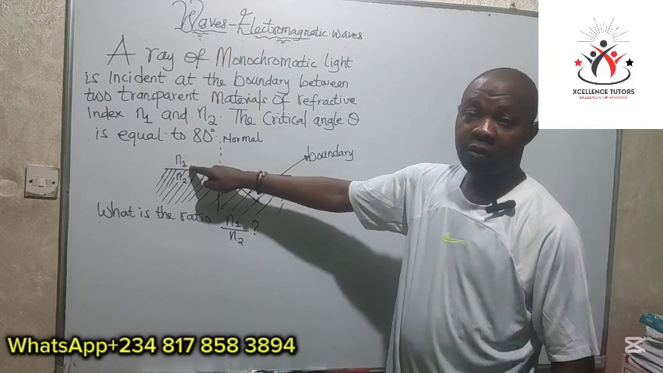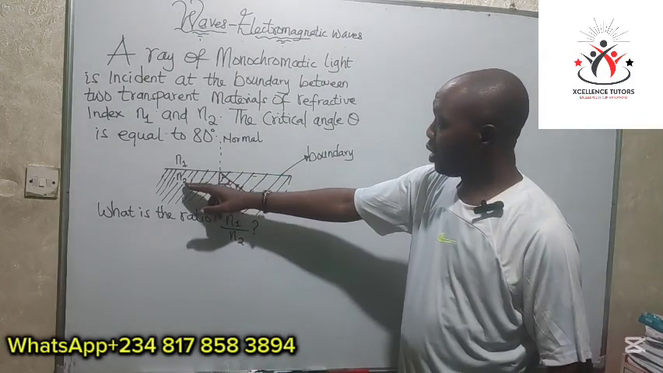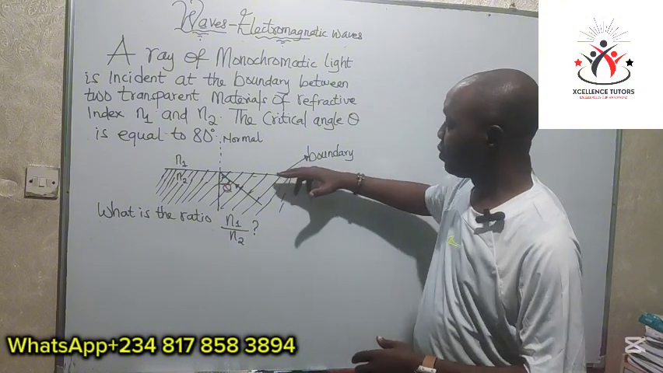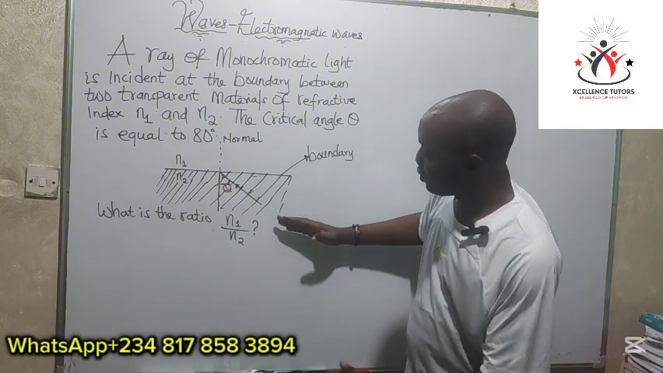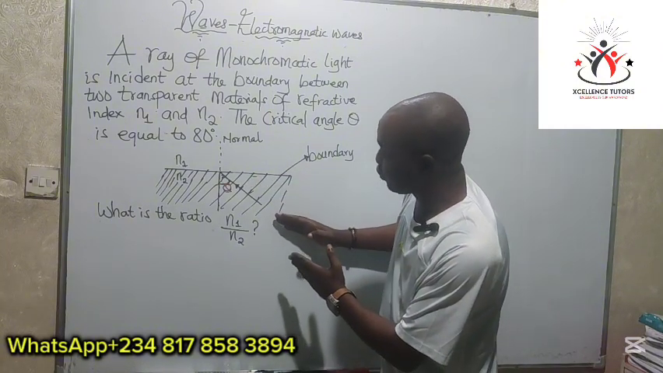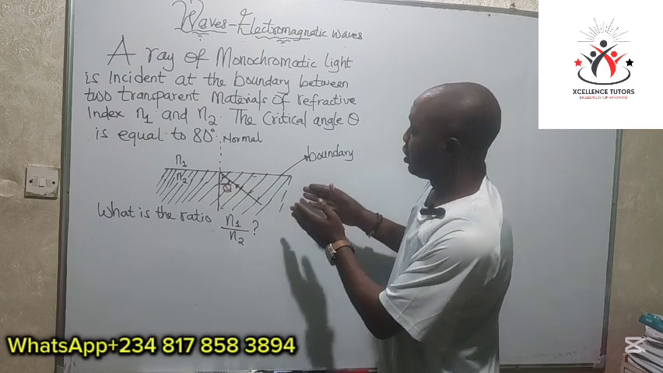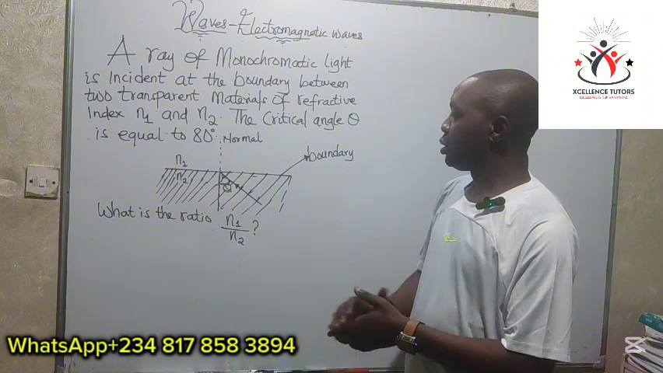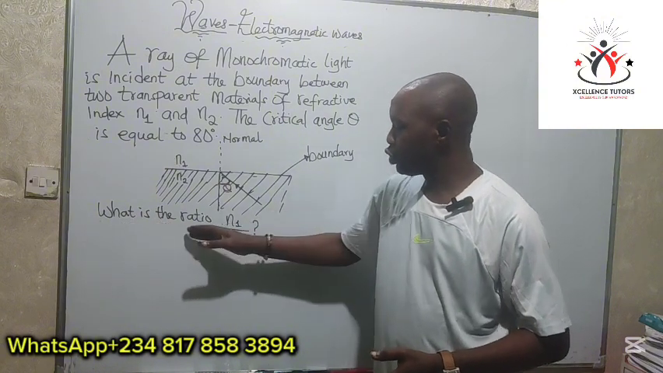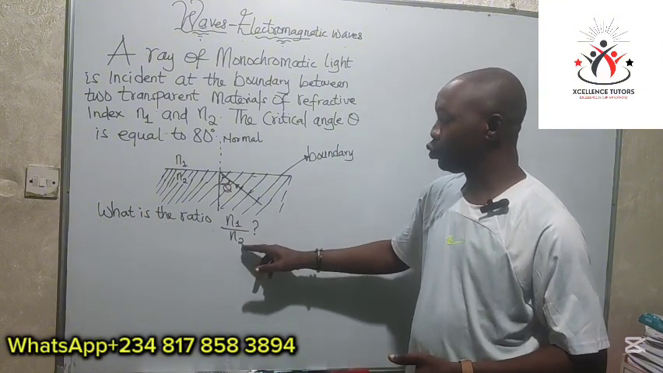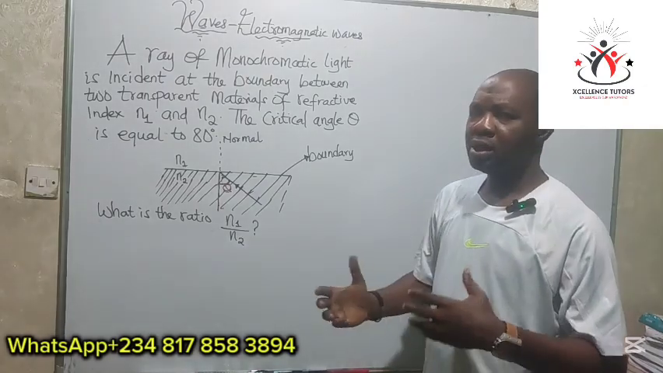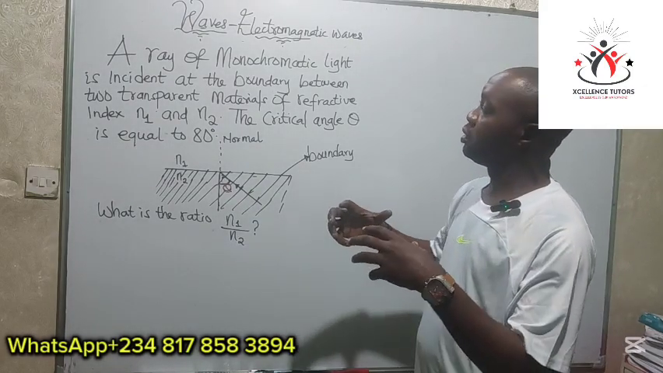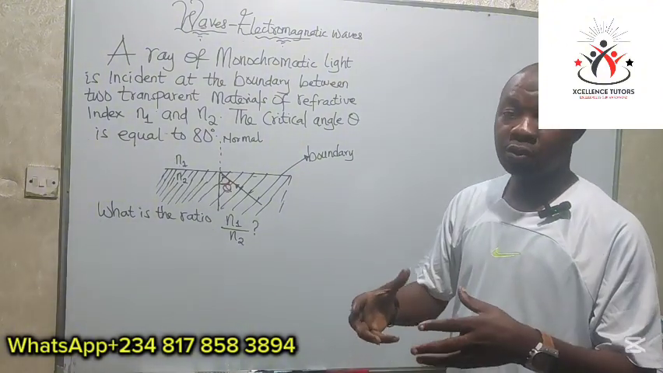N1 is the index of refraction of the first medium. N2 is the index of refraction of the second medium. So we have the boundary. Now the light is trying to pass from the dense medium into the less dense medium. And now we want to find out the ratio N1 over N2. Now, this is a question under what we call refraction of light.